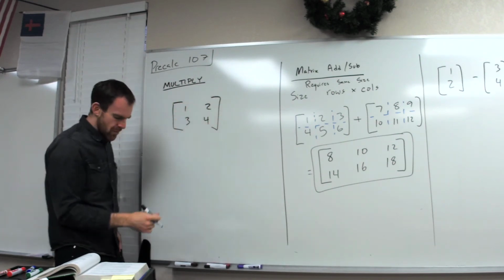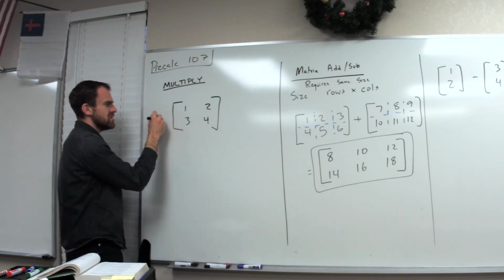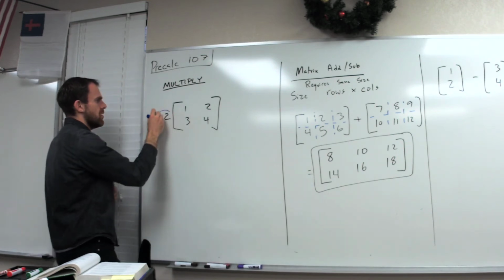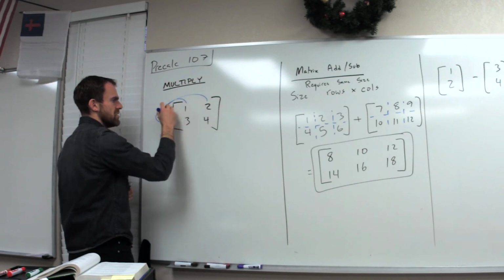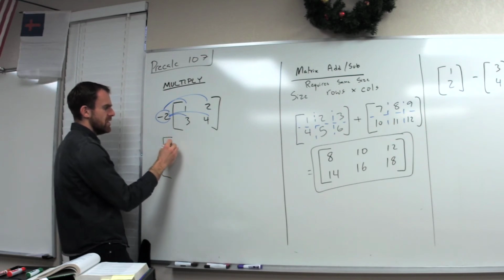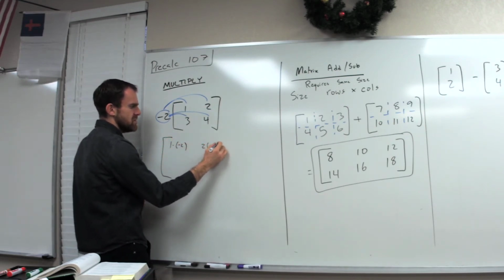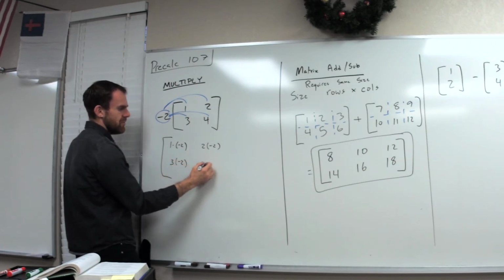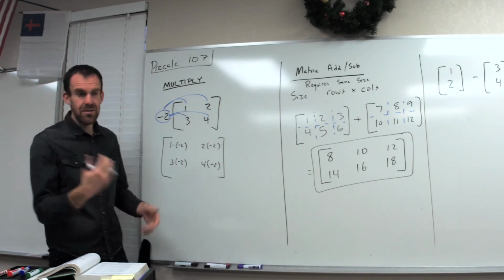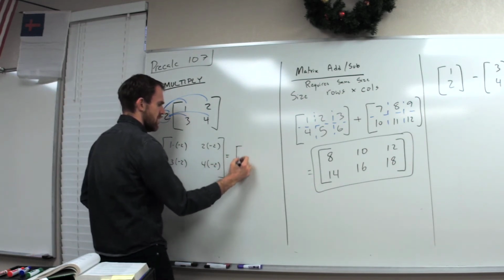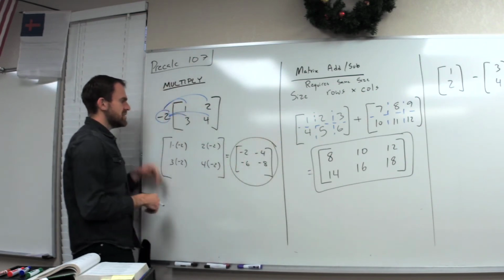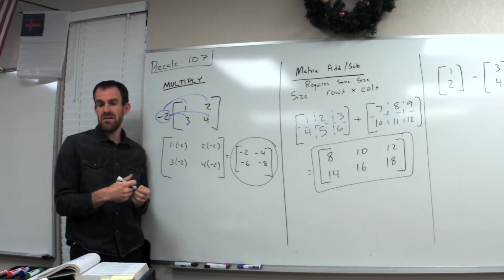I love my 1, 2, 3, 4 matrix. If you have a number times any matrix, then you simply distribute that number to each element of the matrix. So this is going to become 1 times negative 2, 2 times negative 2, 3 times negative 2, and 4 times negative 2. The matrix will stay the exact same size because all you're doing is distributing. So the answer is negative 2, negative 4, negative 6, negative 8. So anytime there's simply a number in front, you distribute that number.